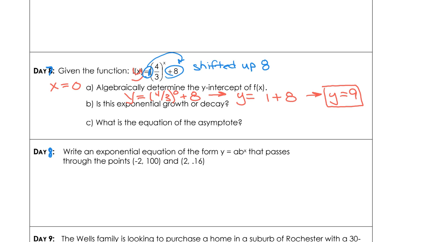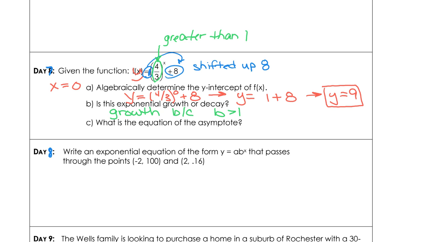Part B says, is this exponential growth or decay? If you remember, you can tell by the base. Because the base 4/3 is greater than 1, which is greater than 0 also, but for a base to be greater than 1, that's going to give us growth. So we're going to go ahead and say growth, because our base is greater than 1. Remember, that means your multiplier is greater than 1, so it'll be growing and not decaying.